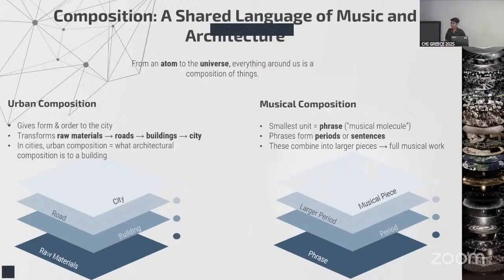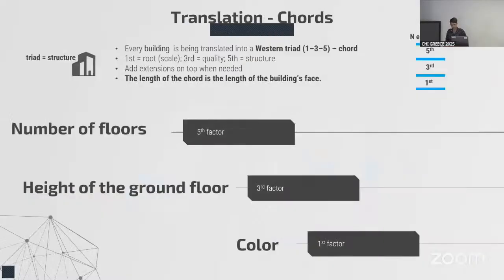Everything around us is composition. So we compose a city from raw materials to buildings to roads to cities. We compose music from a phrase to a period to a larger period to the final musical piece. We align these units so that a street is like a musical sentence and a building is like a chord. That shared structure is what makes our translation consistent and easy to use.